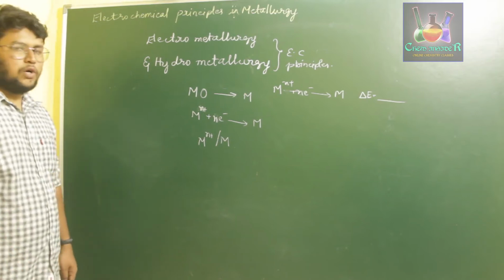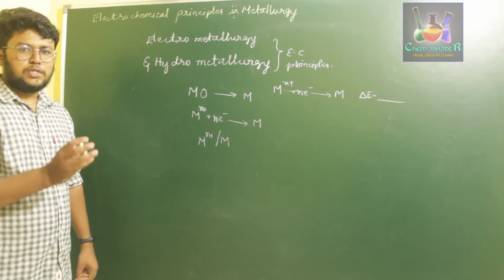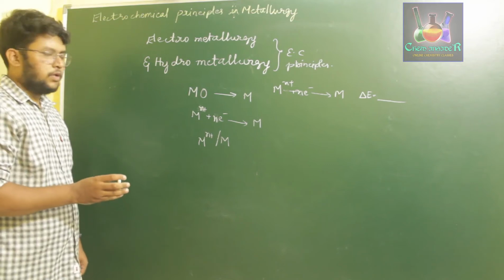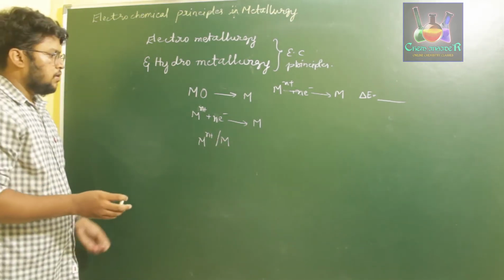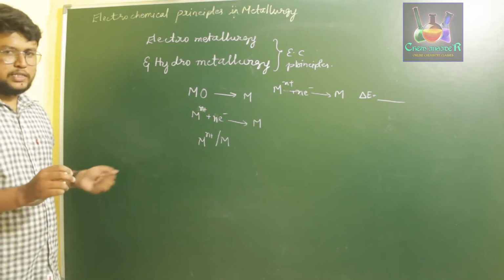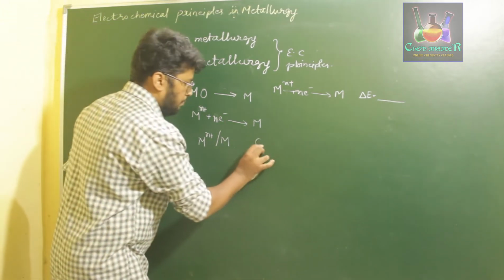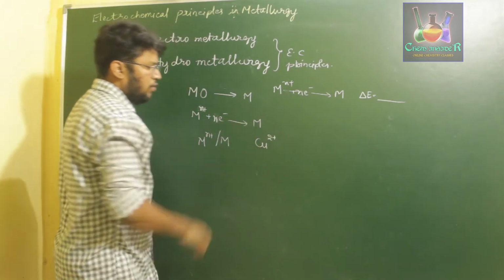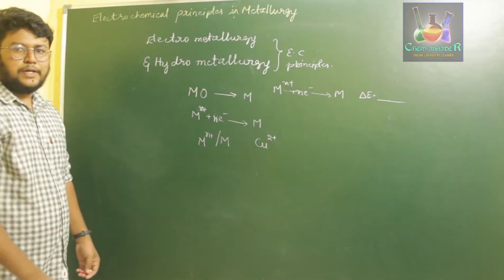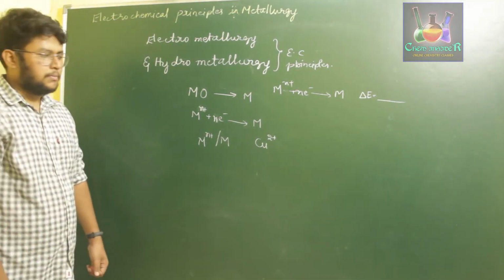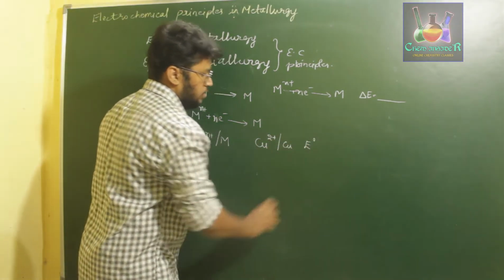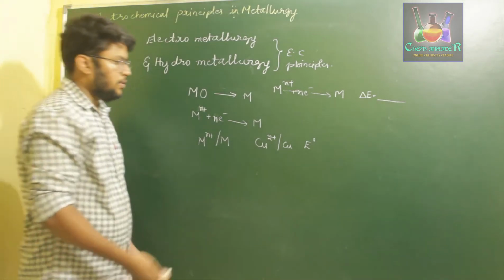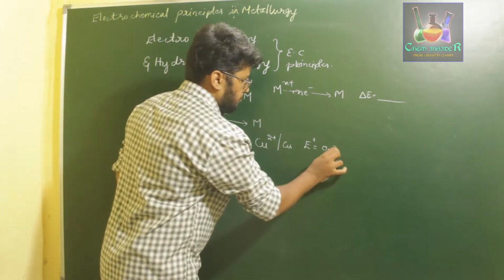In this case, we choose a certain metal to reduce the metal ion to its metal atom. Let us say, for example, if you have to reduce the copper ion to the copper atom, that is Cu2+ to Cu, we know the standard electrode potential of copper is found to be 0.34 volts.